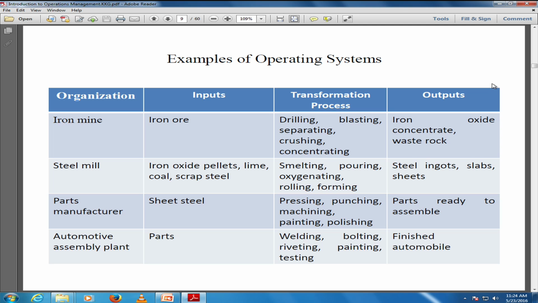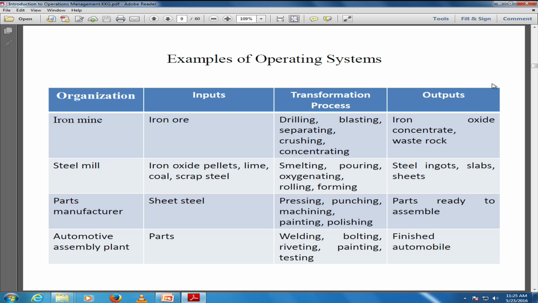Let us look at the 4 important things as examples. You see, iron mine, okay, what are their inputs? The iron ore, okay. Transformation process: drilling, blasting, separating, crushing, concentrating. And what do we get as outputs? Iron oxide concentrate and waste rock. These outputs from the iron mines, okay, become the primary inputs to steel plants, steel mills.